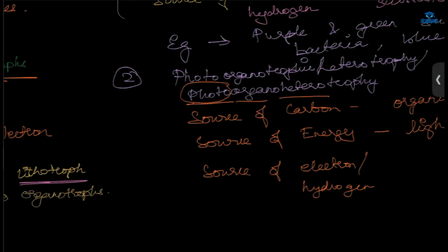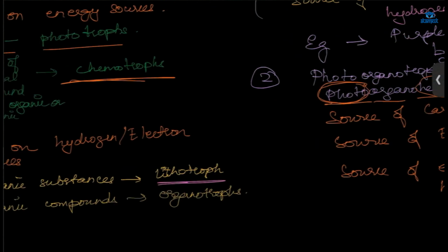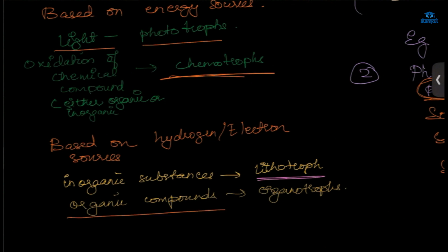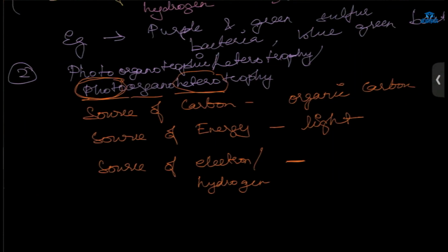Now here, are any chemotropes given? No. Only photo is given, so light. And source of electron, tell me. We have picked photo and we have picked hetero, organic carbon. What is organo? If it is organo, then meaning? Ma'am, it will be organic, not inorganic. Yes, it is organo, organic compound. So the source of hydrogen and electron is an organic compound.